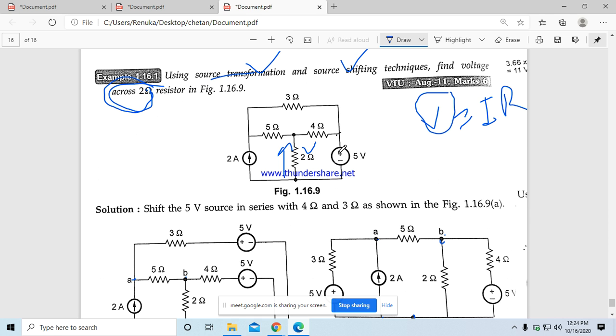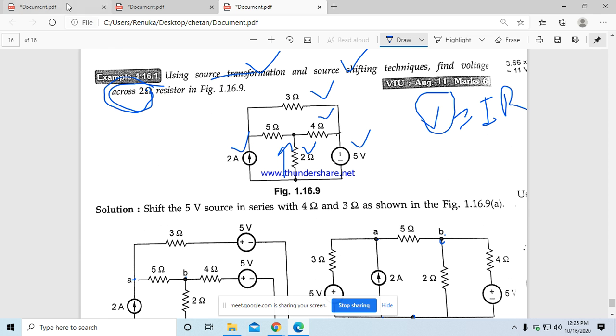First, I will check where I can do source transformation or where I can do source shifting. Obviously, if I want to do source transformation with this current source, it is not possible. So I want to see whether source shifting is possible or not. Here you have 5 volt. This 5 volt is common to this 3 ohm as well as 4 ohm. So what can I do? I can do source shifting.